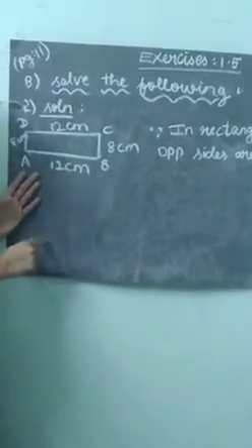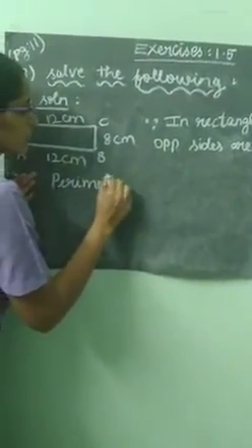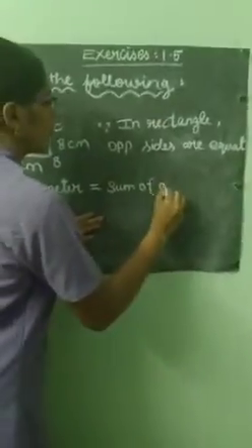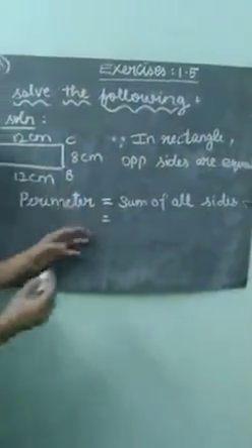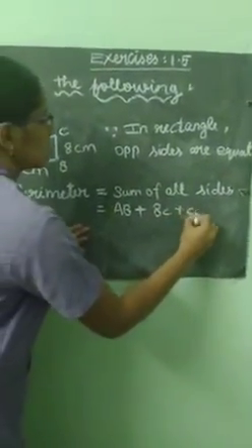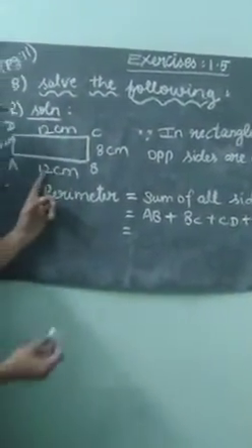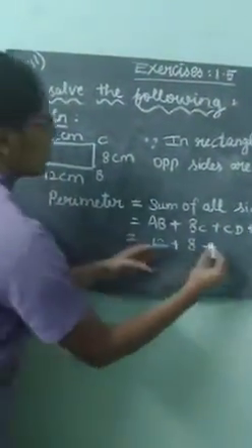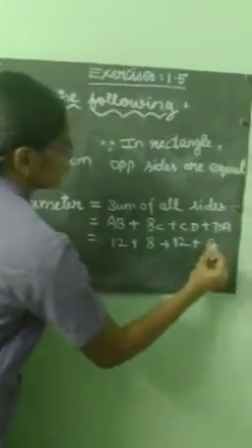Okay ma? Then we want to find the perimeter. So write perimeter equal to sum of all sides. Perimeter equal to sum of all sides equal to, what are the sides? AB plus BC plus CD plus DA. Okay? AB 12 centimeter. So 12 plus BC 8 centimeter plus CD again 12 centimeter plus DA 8 centimeter.